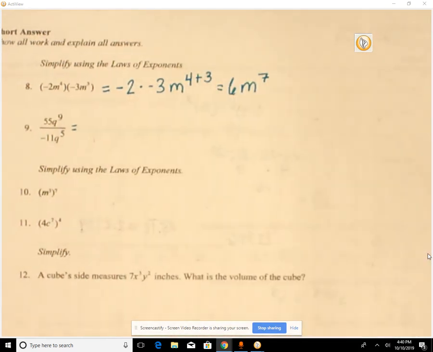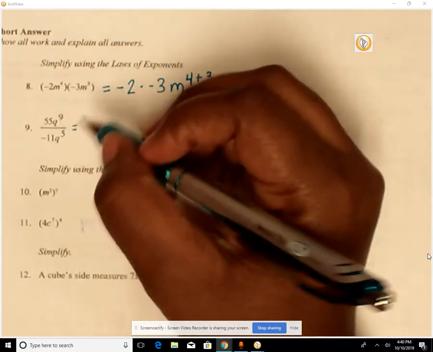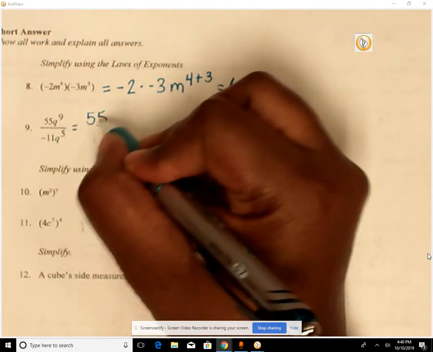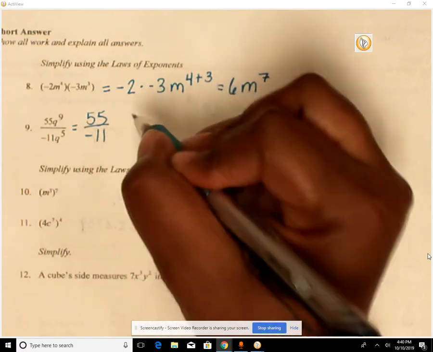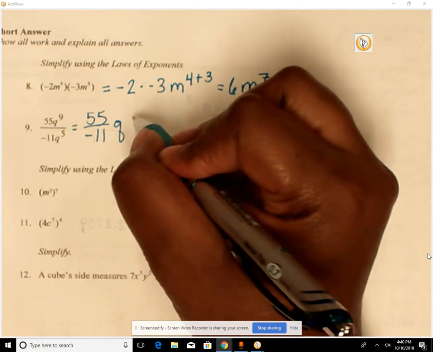Number 9. We have 55 q to the 9th power divided by negative 11 q to the 5th. It's division. So we're not going to add the exponents. We're going to subtract. And all we have to do is divide our coefficients here. So I'm going to leave 55 divided by negative 11.